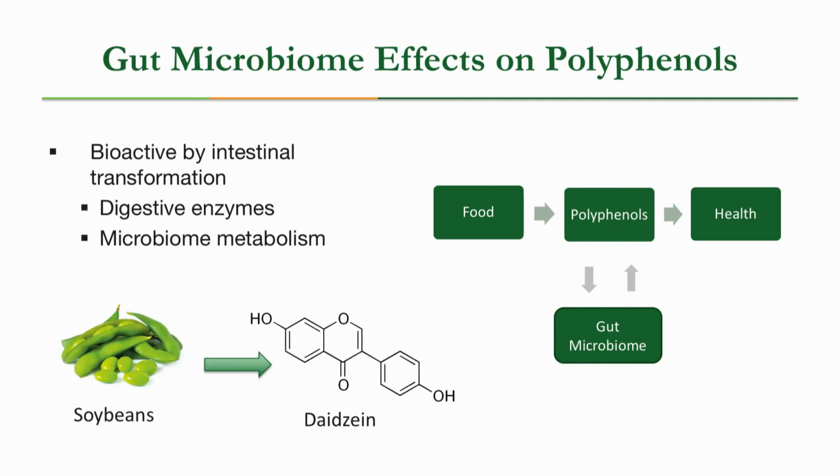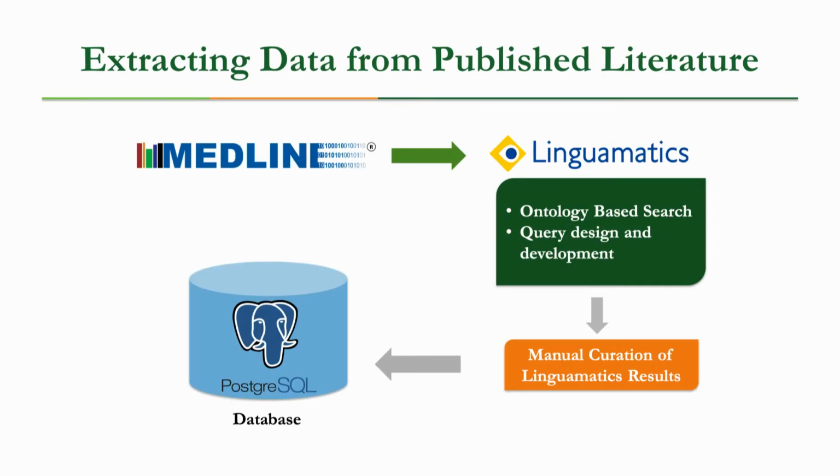So I was primarily focused on the polyphenol constituent of food, and most of these polyphenols are made biologically active by intestinal transformation, either by digestive enzymes or by the gut bacterial metabolism. In the figure I have an example of the soybean polyphenol daidzein. And so we use Lingomatics to text mine through millions of scientific literature and get this curated list of microbiome data in relation to polyphenol conversion and incorporate this into the database.